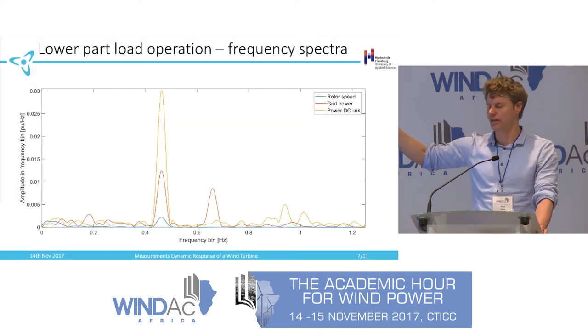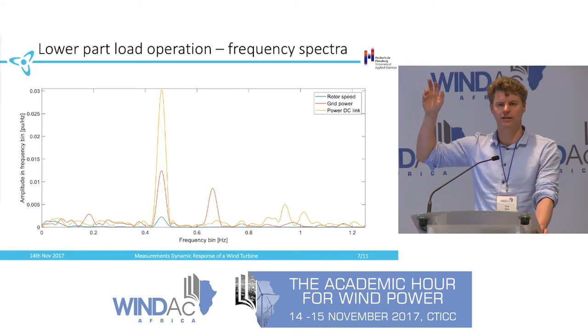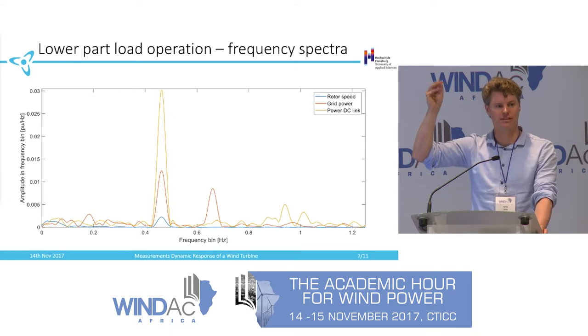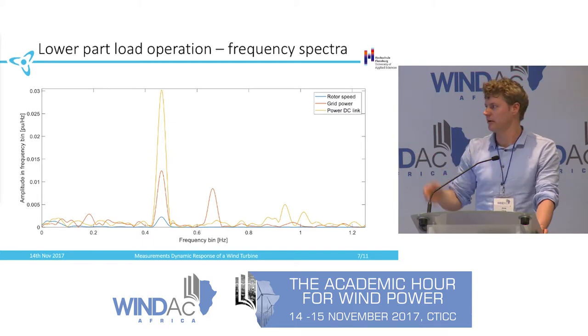0.5 hertz here, and that might be a big issue for the grid operator, because that's the frequency range of what we call flicker. So you might know that from light bulbs, that they change the brightness a little bit, and that's caused by voltage changes, and such a thing could be excited by such an effect.